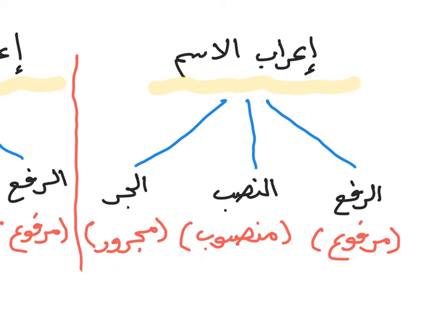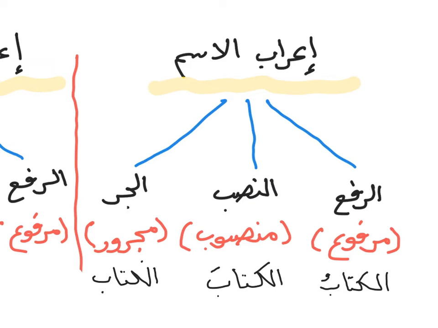And we have also learned that when a word is in the state of مرفوع, then the word will end with a dhamma. For example, the word al-kitab, if it is in the state of marfu', then we will say al-kitabu. The same word, if it is in the state of mansub, then we will end it with a fatha, so we say al-kitaba. And if the word is in the state of majrur, then we will end it with a kasra, we say al-kitabi. Okay, so that is the i'rab of al-ism.